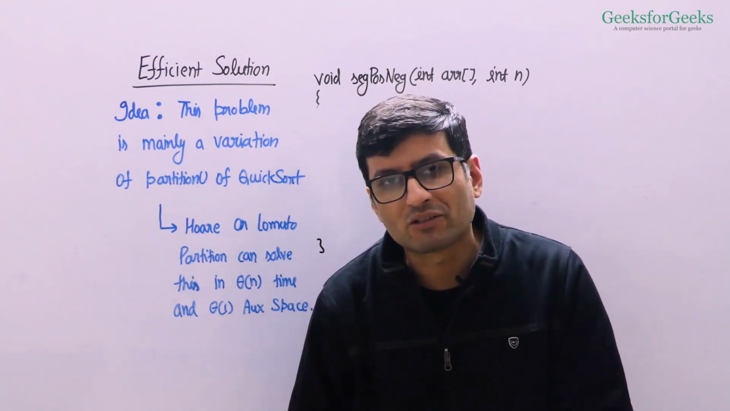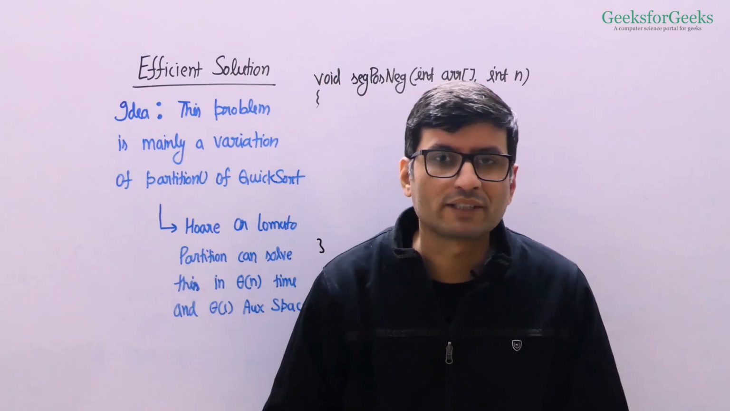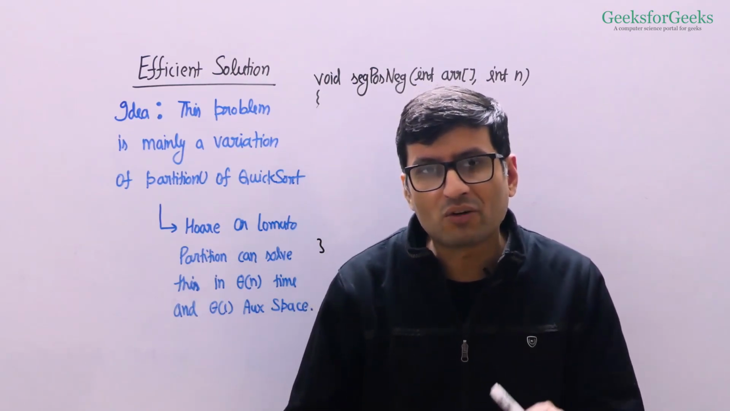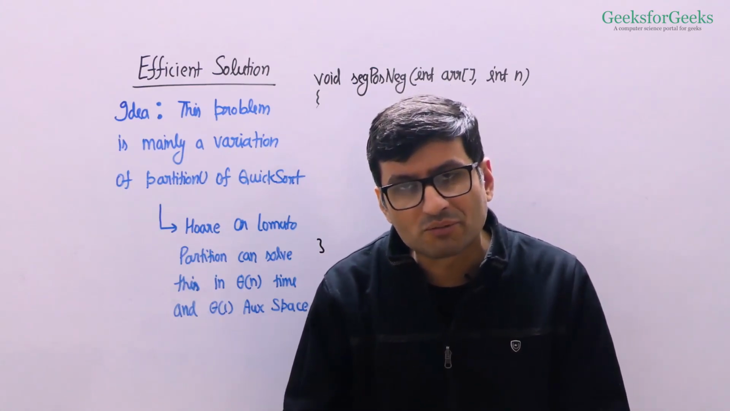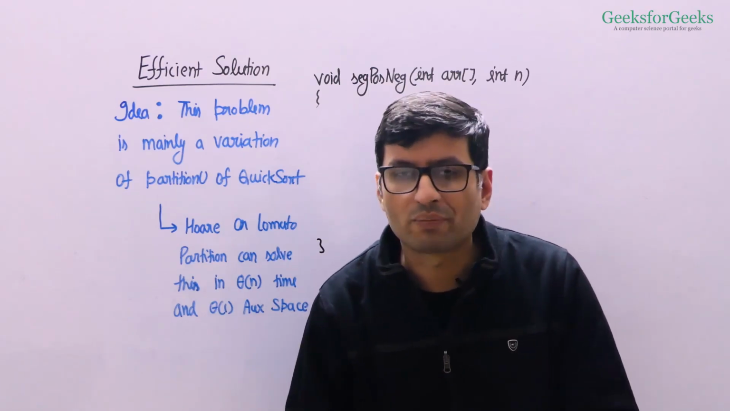Both of these partition algorithms work in theta n time. They do one traversal of the array and they take theta 1 auxiliary space. So now I am going to write Hoare's partition to solve the problem. Please pause this video and try to write down either Hoare's partition or Lomuto partition yourself.